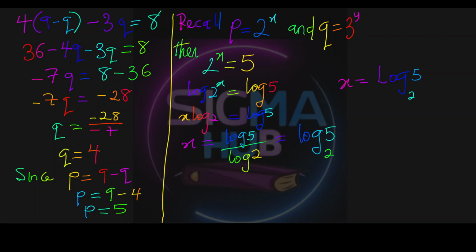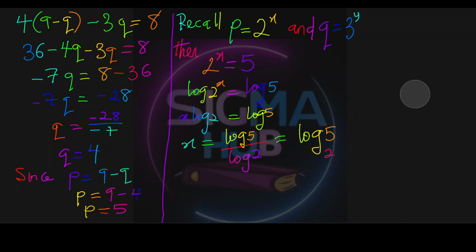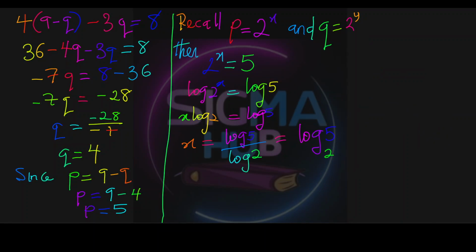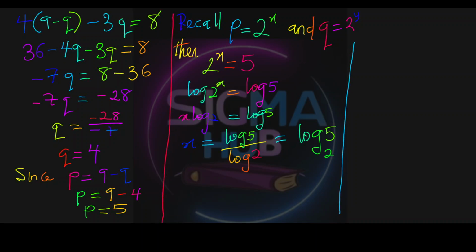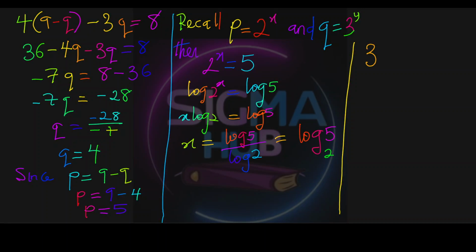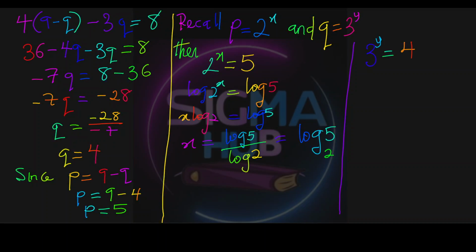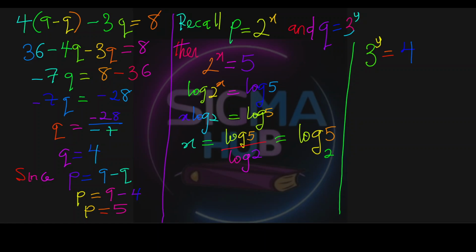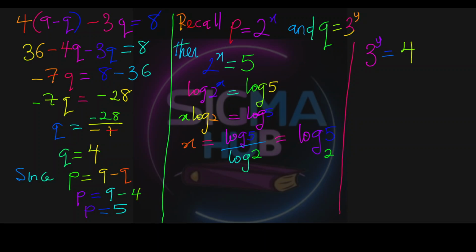Now let's quickly do the same thing for q. So for q, we have q, which is going to be the same thing as 3 raised to the power of y. So we have 3 raised to the power of y equal to the value of q that we have gotten, which is 4. So doing the same thing, because 3 and 4 are not the same, that means the left hand side and right hand side do not have the same base. So we're going to be raising to log also.